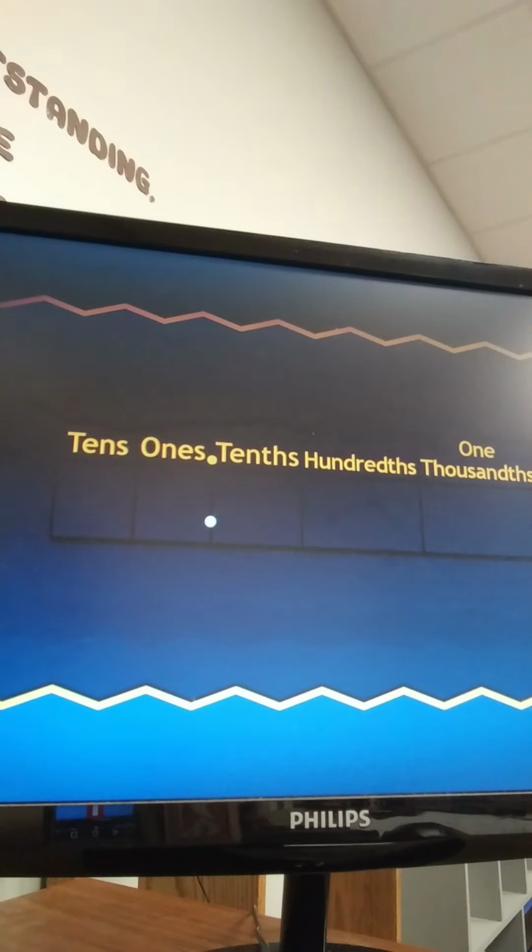Okay, good job. All right, in front of you, you should see a place value representation. We have our tens place, our ones place, the decimal spot. Remember that stands for the word and, A-N-D. Then we have our tenths, our hundredths, and our thousandths. Remember they end with the THS. Don't forget to put the D in before the THS on the hundredths and the thousandths.